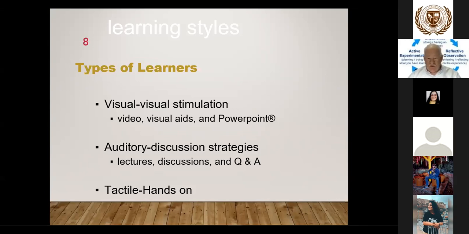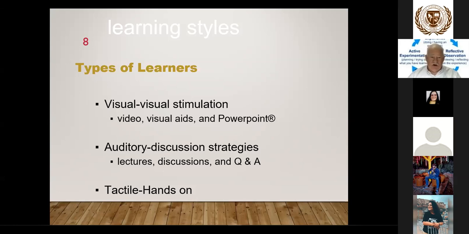Second type is auditory. This is where most of formalized education teaches, is auditory. That's why we have giant lecture halls and things like that. So we are appealing primarily to one learning style, which involves lecture, discussions, question and answer, those kinds of delivery to be able to hit people's learning styles.